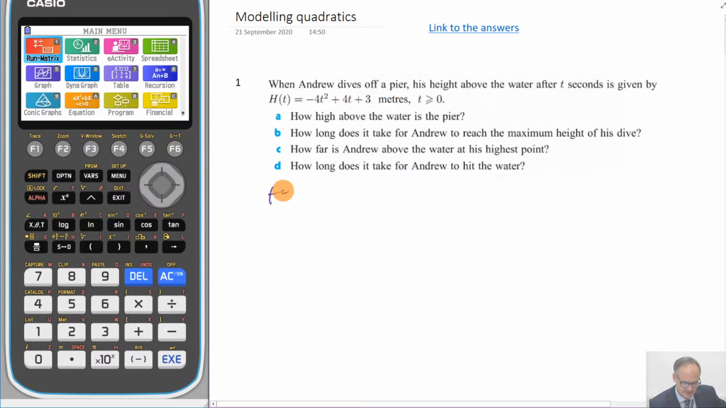So if we make t equal to naught, then h(t) will equal minus 4 times naught squared plus 4 times naught, because naught squared is naught. So all that's naught, so plus 3, so it will equal 3. So the height will be 3 meters.